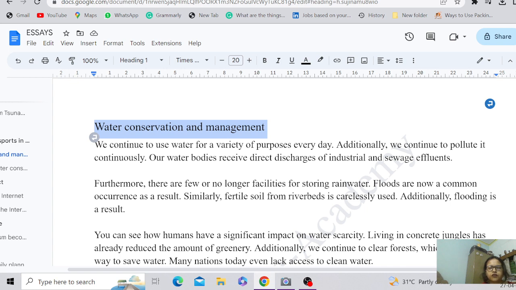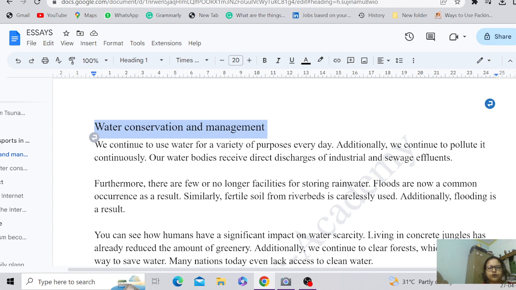Additionally, flooding is a result. When we can't have a proper facility for storing rainwater, floods will take place, and as a result, fertile soil from the riverbed, we are not using that in a proper way.